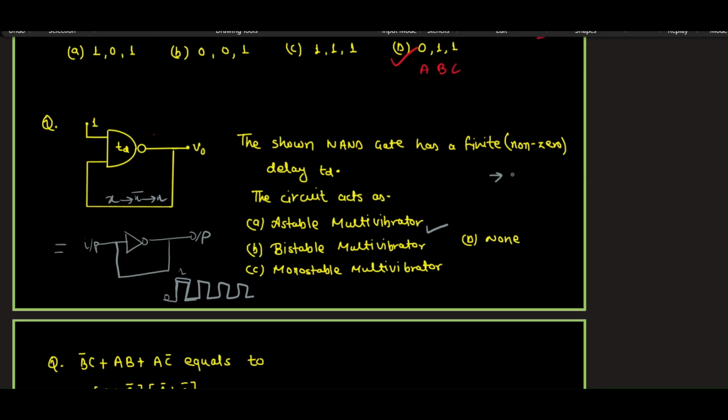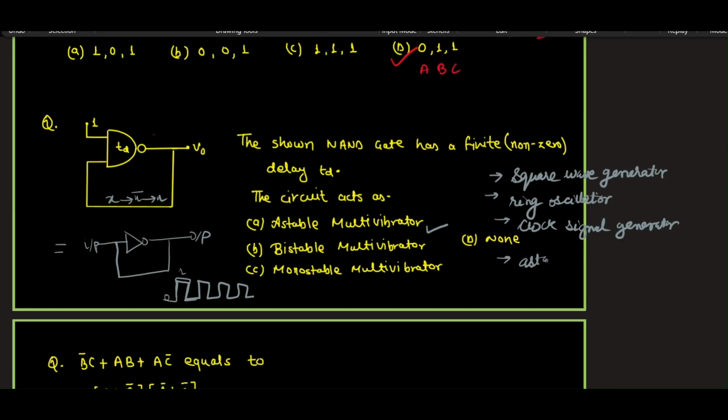Let me quickly write all these names. This will become a square wave generator, or it will become a ring oscillator. We can also call it a clock signal generator. The classic name, astable multivibrator, is already there. I just remembered this, so I'm telling you. So this option A is correct.